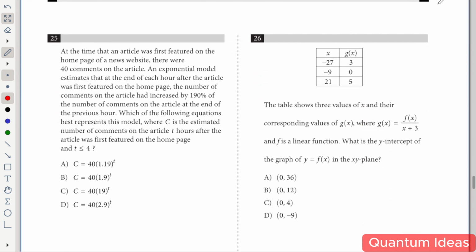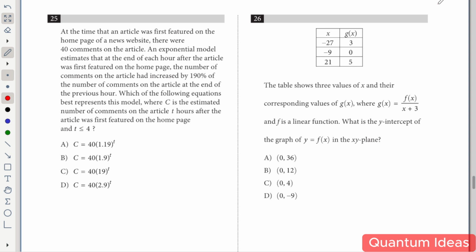Okay, quite a long question. At the time that an article was first featured on the home page of the news website, there are 40 comments on the article. An exponential model estimates that at the end of each hour after the article was first featured on the home page, the number of comments on the article has increased by 190%. So this is our rate. Okay, and this is the initial number. Let's say A, the initial number of comments at the previous hour. Which of the following equations best represents this model?